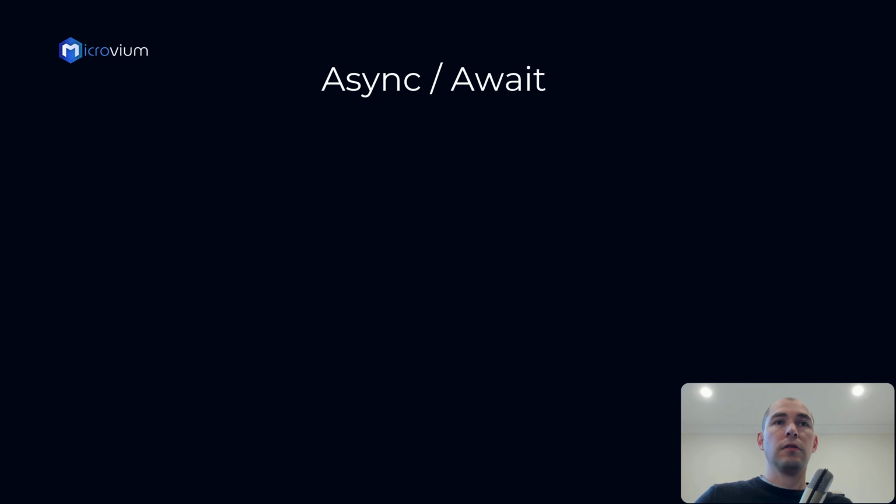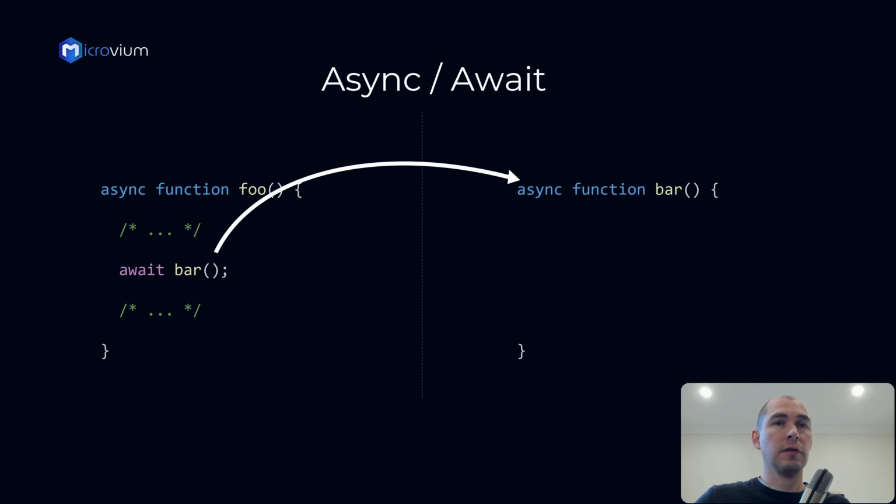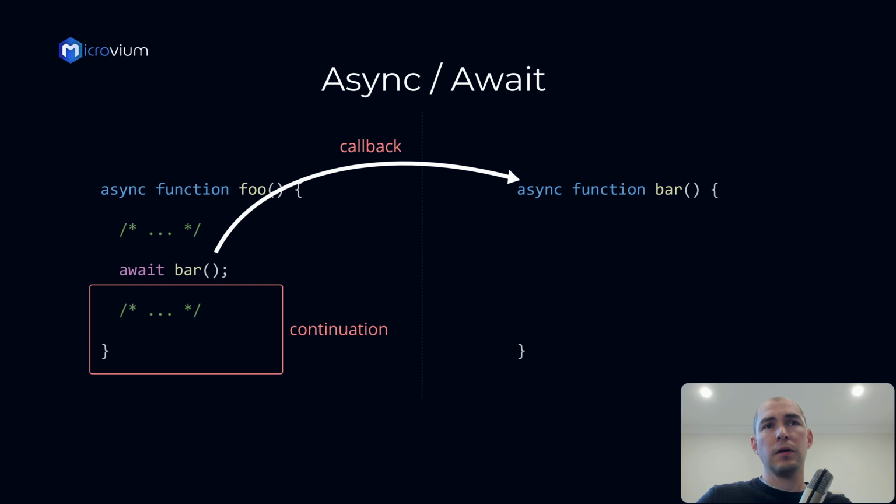A recently introduced feature in Microvium is async await. Microvium takes a novel approach to async await. If you have an async function, such as foo here, and that calls another async function, such as bar, internally, the continuation of foo is passed as a callback to bar in a special purpose register. When bar terminates, it will call the continuation via the job queue, of course.